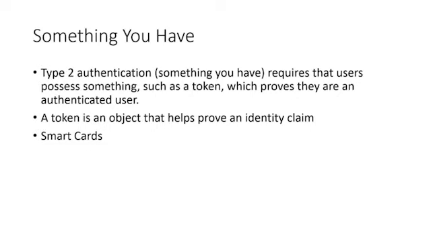Then we have type 2, something that you have. This is type 2 authentication, which requires users to possess something that I can hold on to, right? I don't know it, but it's something I hold on to. That's going to prove our identity. That's going to give us authentication. Because if I have a username and that username goes with a particular token, then I'm good, because I'm the only one supposed to have that token.